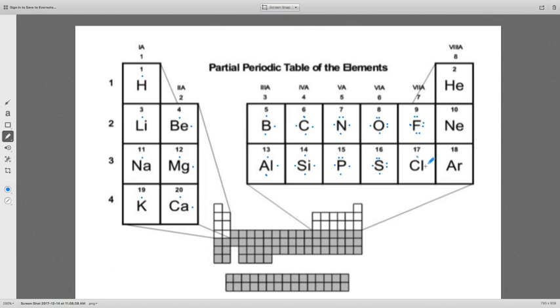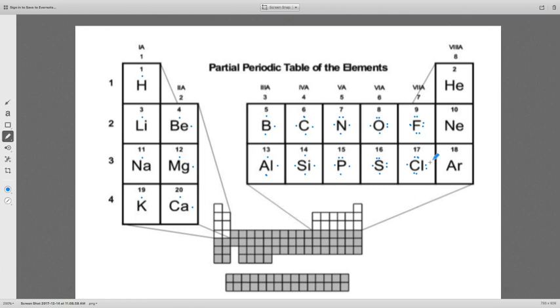Just note that kind of doesn't look like it, but that's a single electron in the structure. Chlorine, let me try that again. 1, 2, 3, 4, 5, 6, 7. So the chlorine structure has a pair here, here, here, and a single electron here.